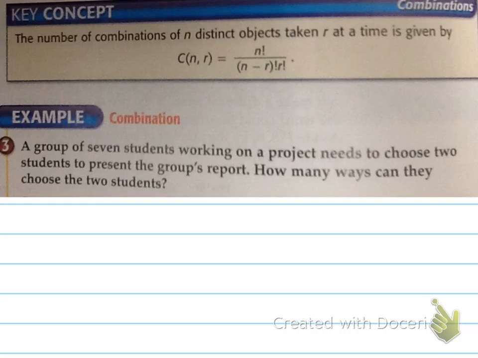A group of 7 students working on a project needs to choose 2 students to present the group's report. It doesn't say one person needs to talk and one person needs to hold the poster. That would be a permutation because you're assigning different things. It just says 2 people need to present. So that's a committee of 2. So in this case, where order doesn't matter, you just got 2 people. Combination.